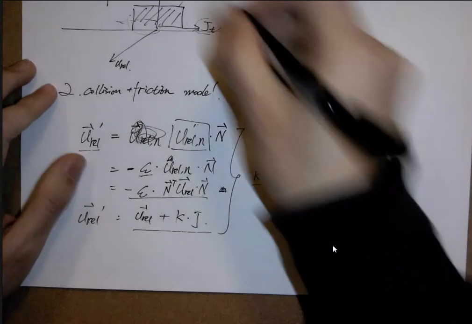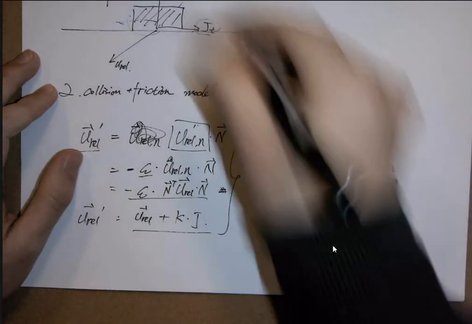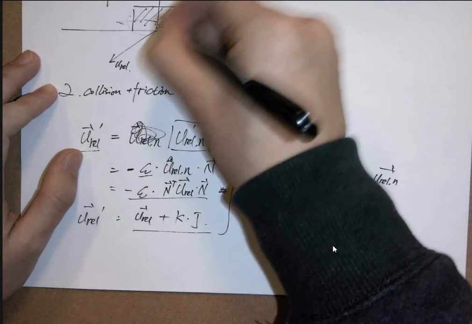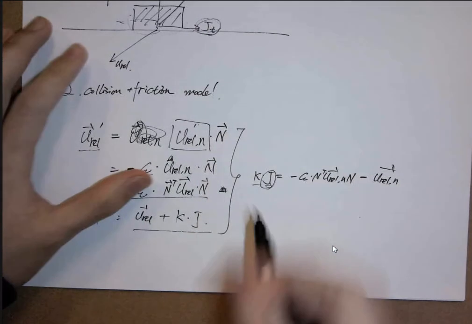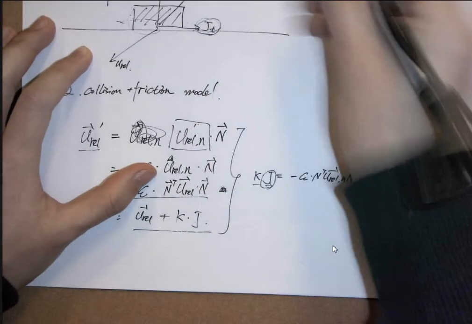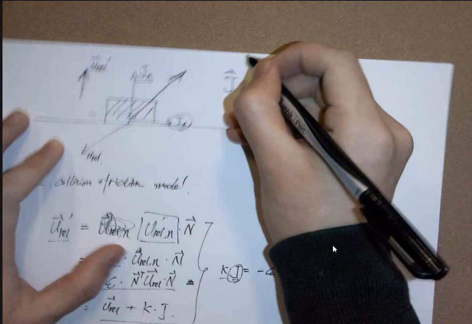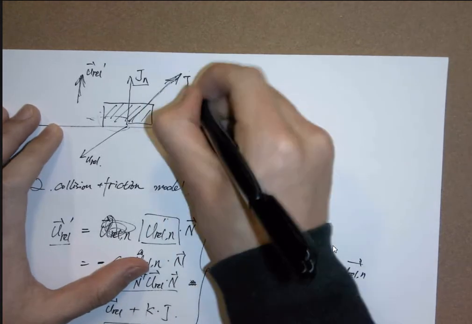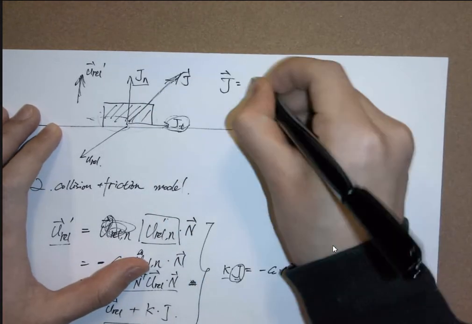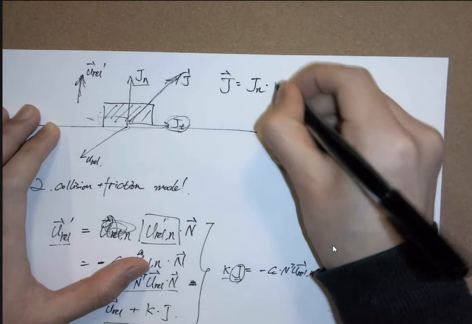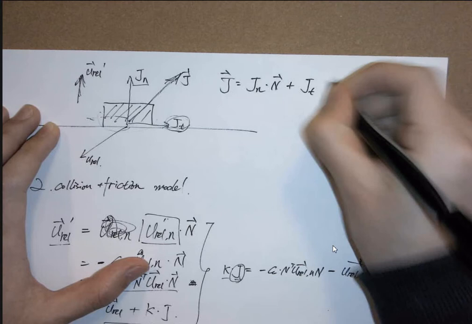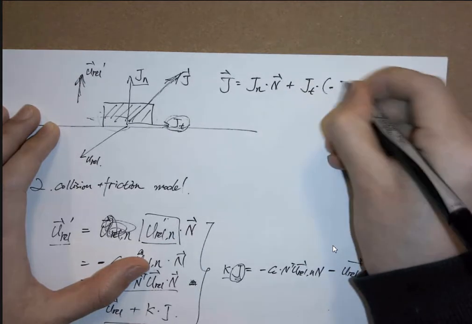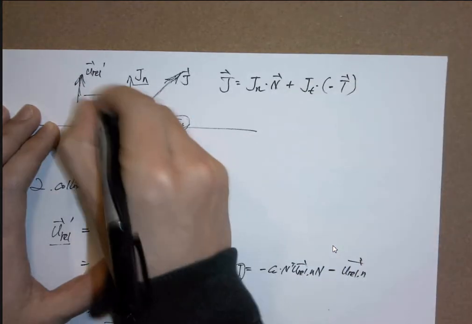So my J vector after this calculation will be something pointing towards this way. And it has two components. It has Jn and a Jt. So my J vector is simply my Jn multiplied by the normal direction plus the Jt value multiplied by the negative of the tangential direction, where this one is the tangential direction.